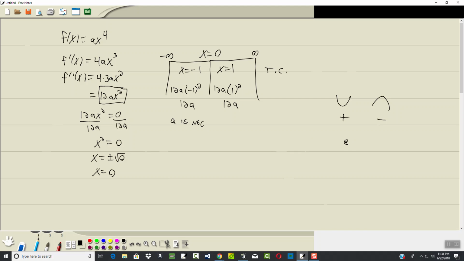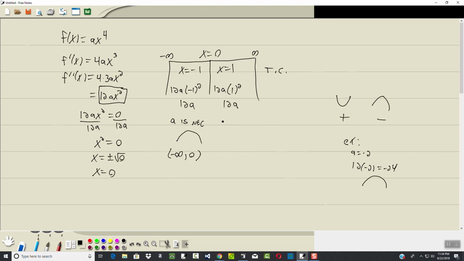But if I plug in a negative value, which means if a is negative, for example, a is equal to -2, 12 times -2 is -24. That'd be negative, so that'd be concave down. So it's concave down when a is negative, which written in this notation would be from -infinity to 0.